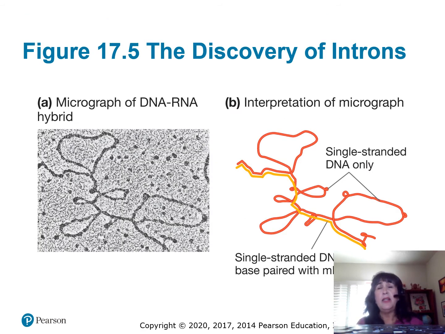Okay, so this describes exactly what's happening. In red you see a long strand of DNA, and in yellow is a messenger RNA. Notice that the messenger RNA is much shorter than the DNA, and what's happening is that the messenger RNA is excluding many of the loops that are found in DNA. So those are non-coding regions in the loops.